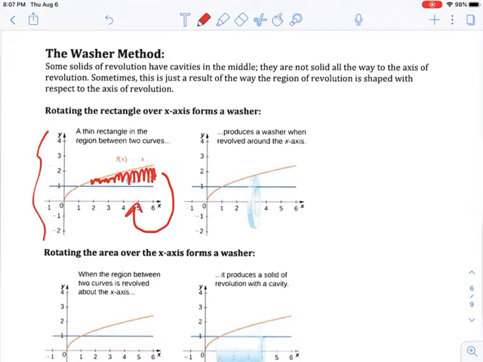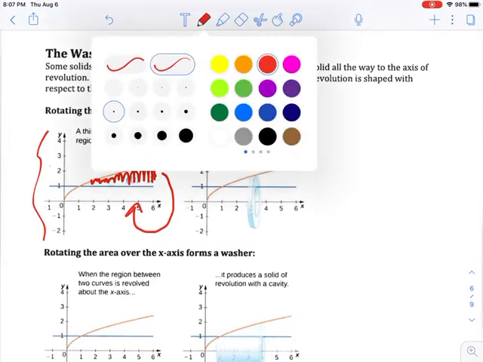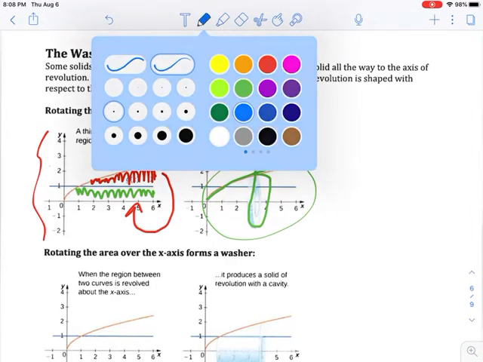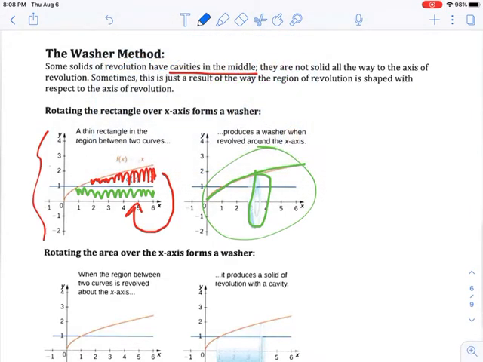And so when we do that, we're going to have a cavity in the middle of it, because there's going to be a hole, and that hole will be because of this space right in here. You can kind of see that if you take a look here. You've got the outer function, which is this function right here, and it's being rotated around. And then you've got the inside function, which is g of x, and it's being rotated around.